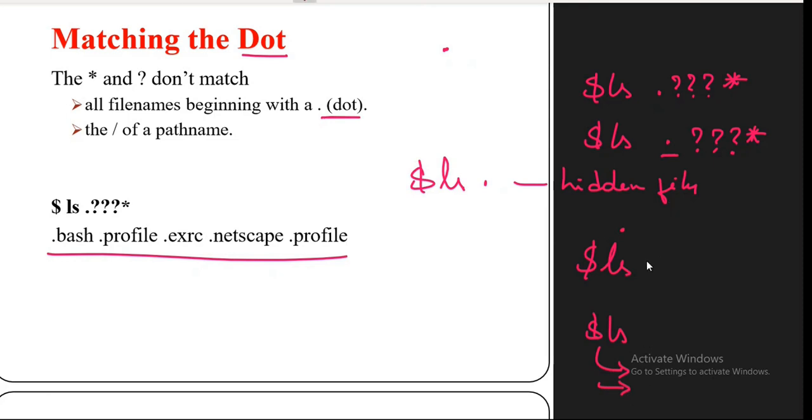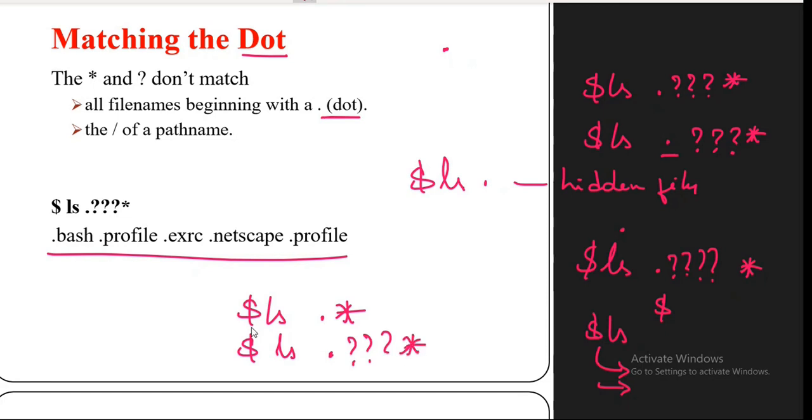If you want to display the hidden files, you have to represent dot followed by how many characters it should be. If you are very specific, it should be 3 characters, 4 characters. Specify so many question marks followed by an asterisk. So what is the meaning of this? Just a minute. $ls, can somebody tell? Dot asterisk. Okay, so another case I'll take, $ls dot question mark asterisk. Can somebody tell what is the difference between these two commands?